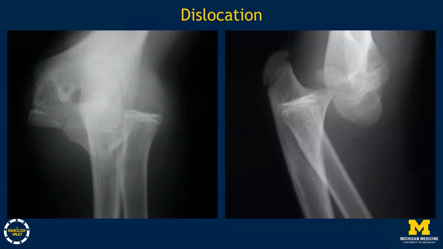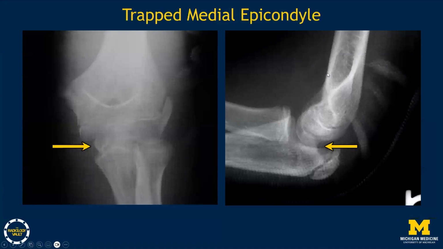Whenever you have a skeletal immature patient who has an elbow joint dislocation, you want to look for the medial epicondyle. In this case, we see a well-developed trochlear ossification center. We should see the medial epicondyle at its normal location. We don't, so we look for it and we see the displaced medial epicondyle projecting within the joint.